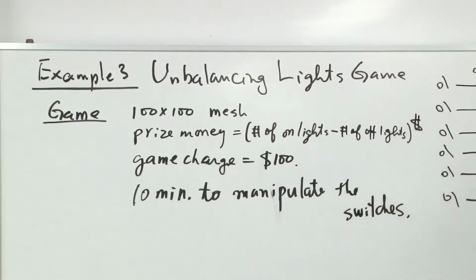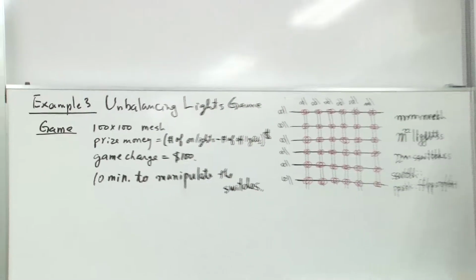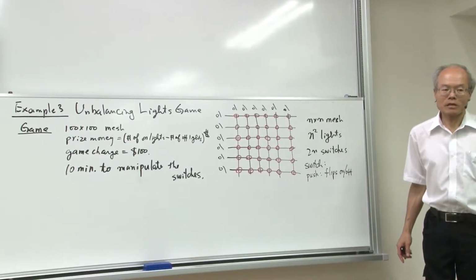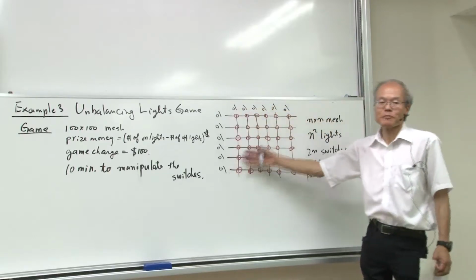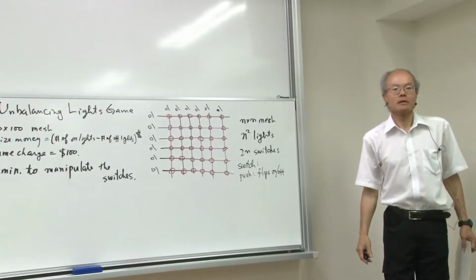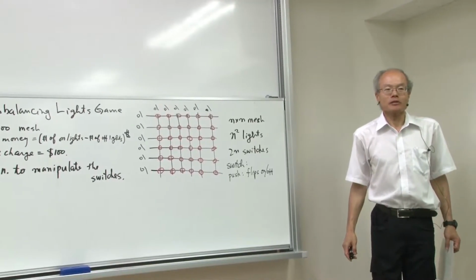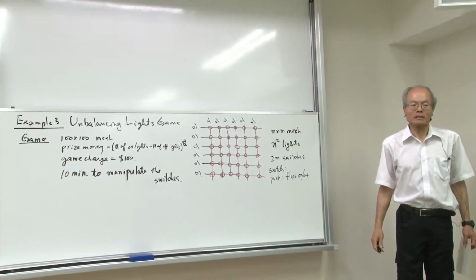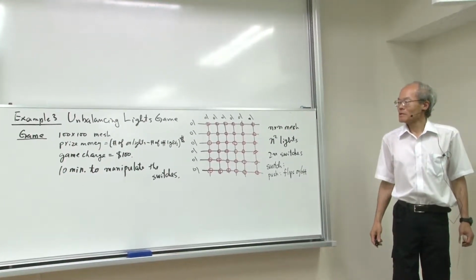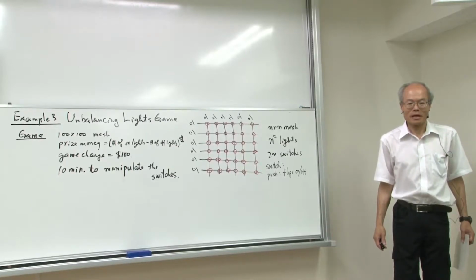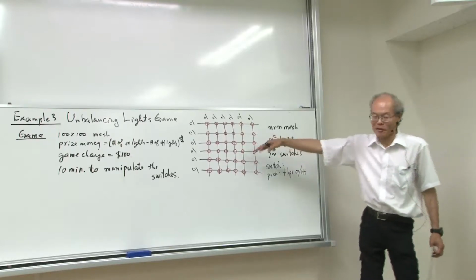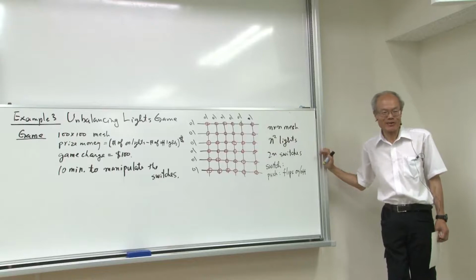Okay, so this is a game. By paying $100, you can play one game, then you are given 10 minutes. Using that 10 minutes, you can manipulate all those switches as you like. Then after that, you get the money. Its amount is the number of on lights minus the number of off lights, in US dollars. Of course, the initial situation is very important.